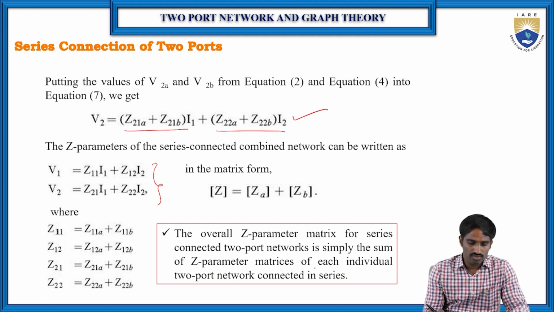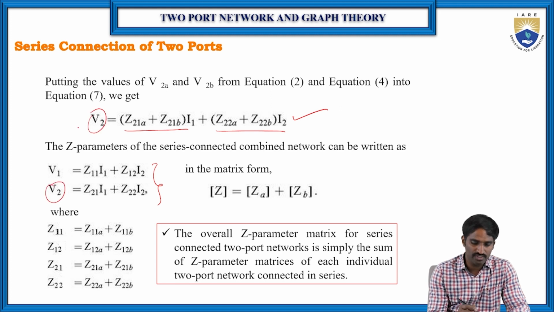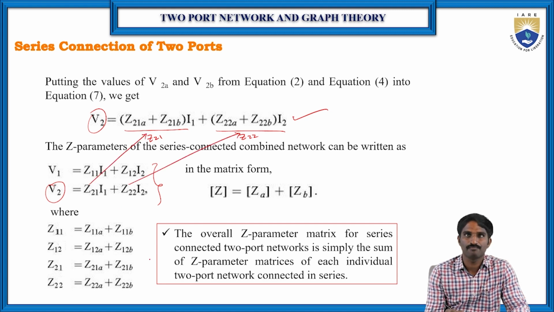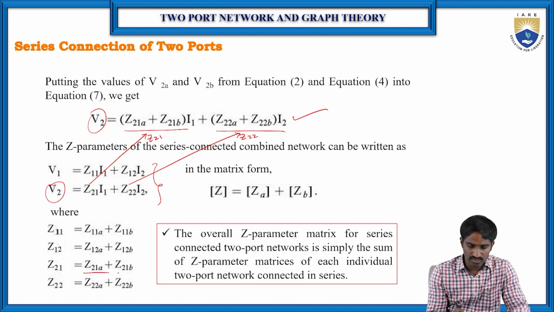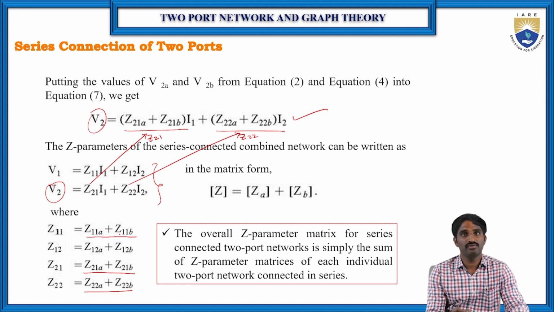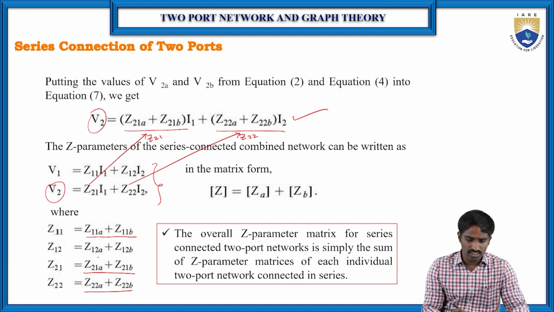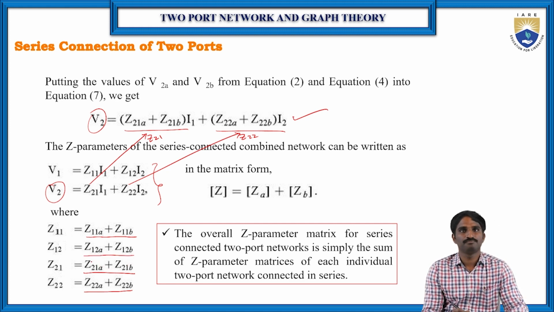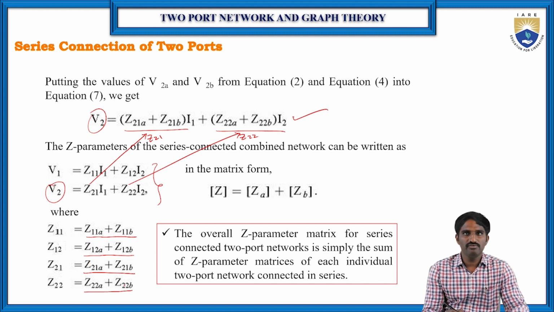Then compare these two equations of V1 and V2 with the previous equations. Suppose this is the V2 equation and this is the V2 equation. So in place of this, it is Z21 and this is Z22. Which means Z21 is equal to this one, and Z22 is this equation, right? So Z21 is Z21A plus Z21B and Z22 is Z22A plus Z22B. Similarly, Z11 is equal to Z11A plus Z11B and Z12 is equal to Z12A plus Z12B.